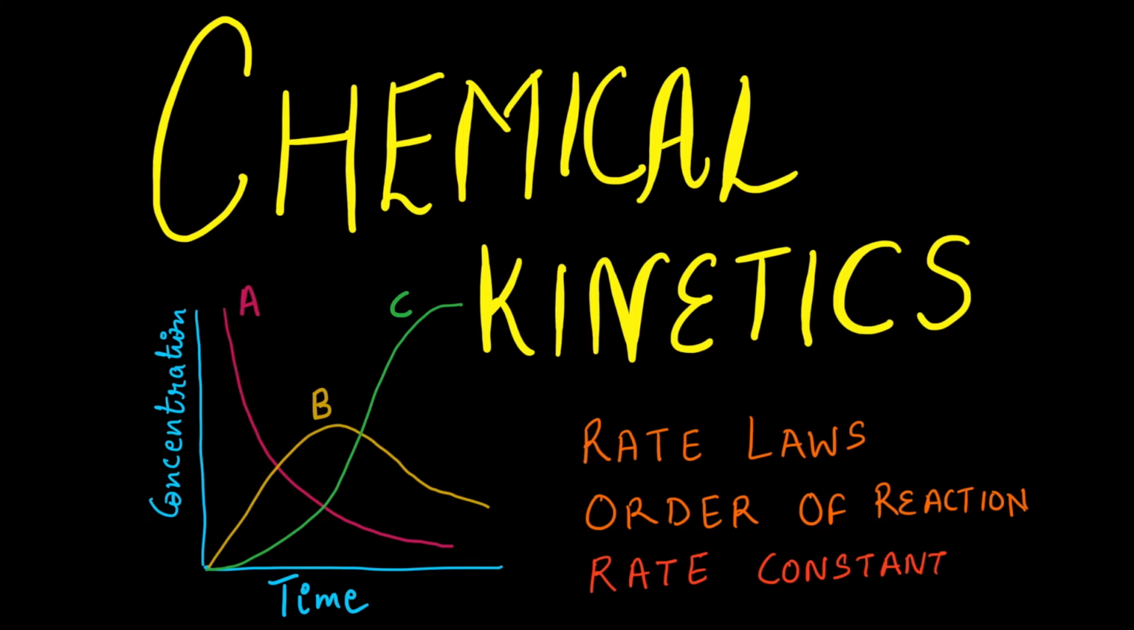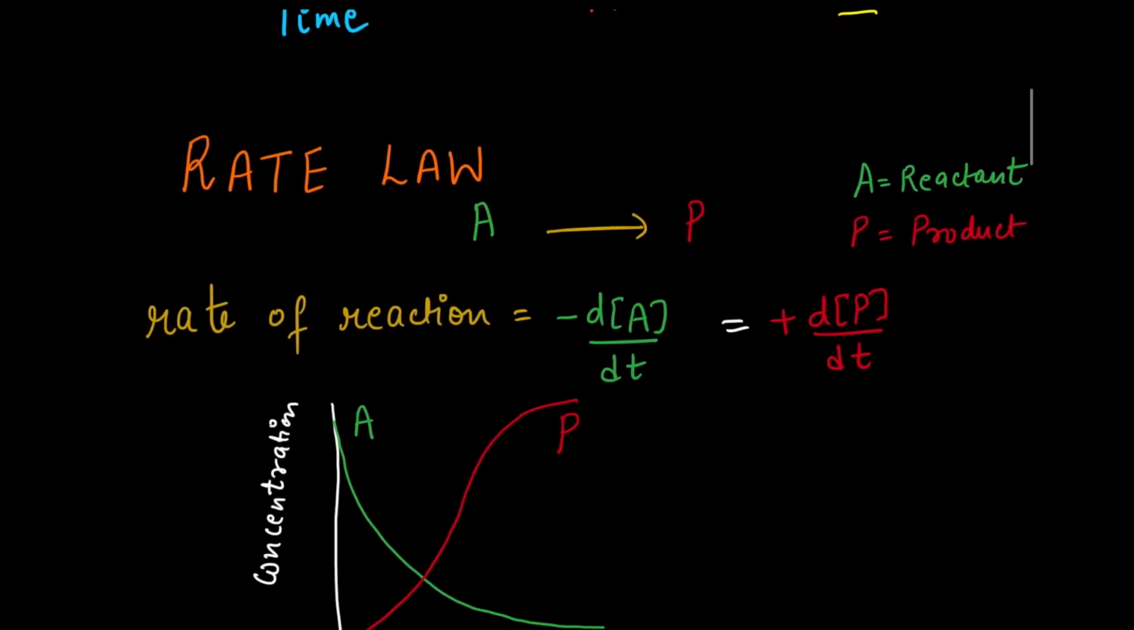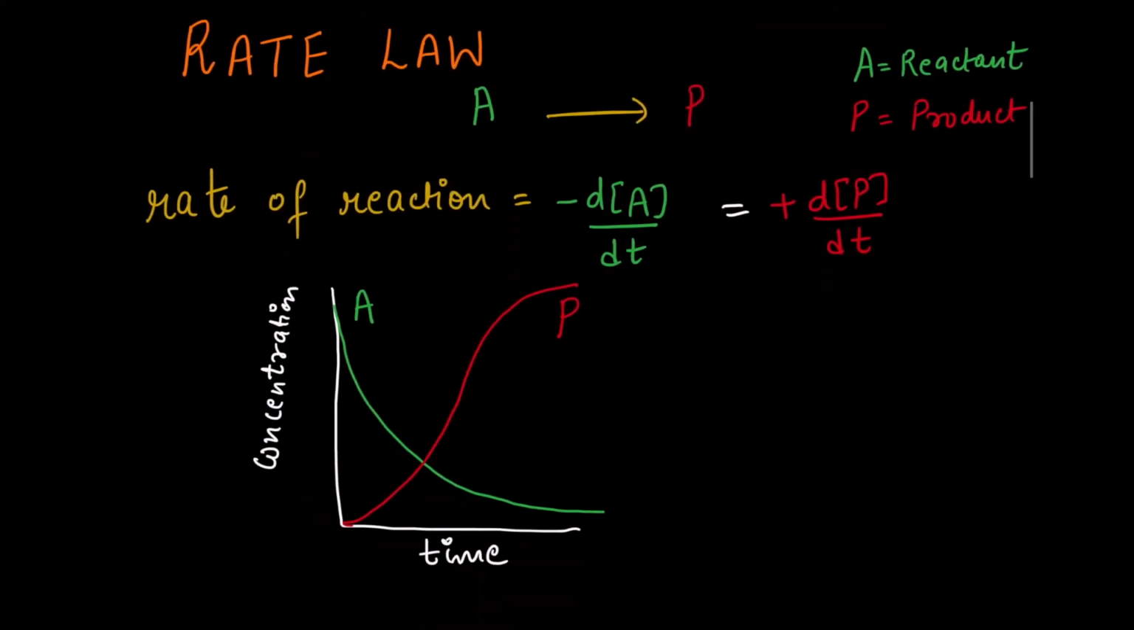And the topic we will cover today is rate laws, how to write the rate laws of those reactions, and then what is the order of the reaction, and then the rate constants of those reactions. So let us first define how to write the rate of a reaction. So what is rate? Rate means any change in the entity with time. So in this case, what we are studying is how the concentration of reactants is changing with time.